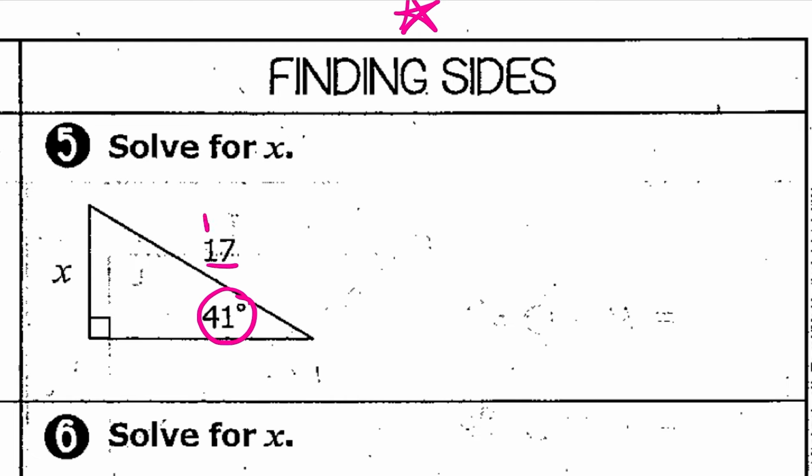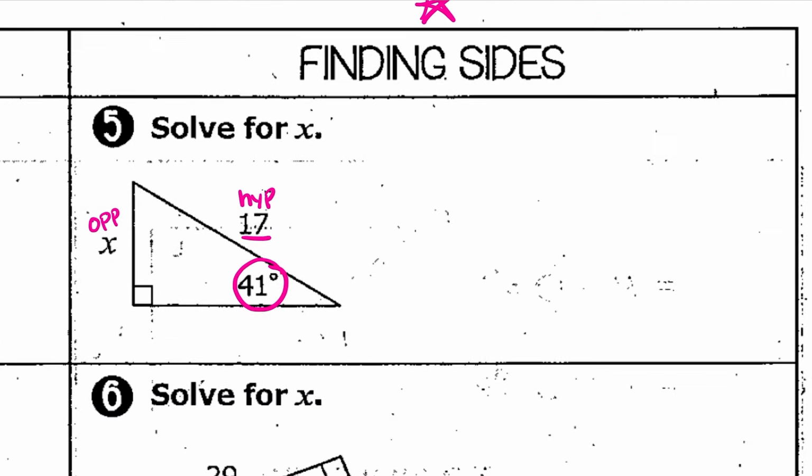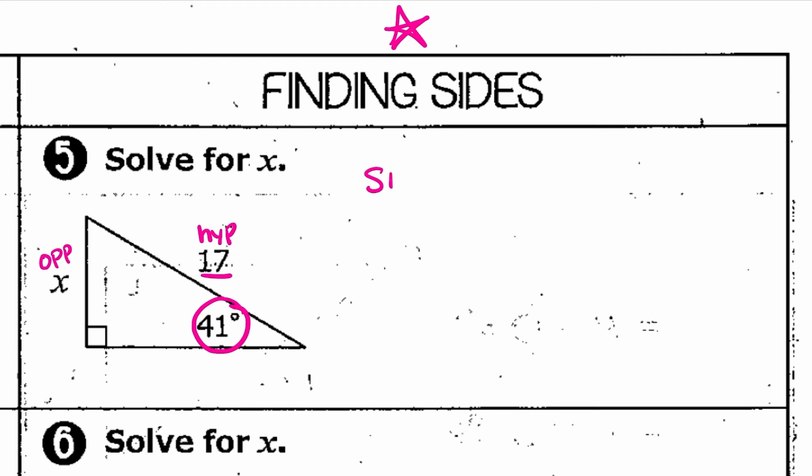So 17 is the hypotenuse, and then X is our opposite side. Because of what we learned above, we know that sine is opposite over hypotenuse. So we have sine of our 41-degree angle equals opposite, which is X, over hypotenuse, which is 17. We can put a 1 under sine of 41. We cross multiply. We get 17 times the sine of 41 degrees equals 1 times X, which is just X.